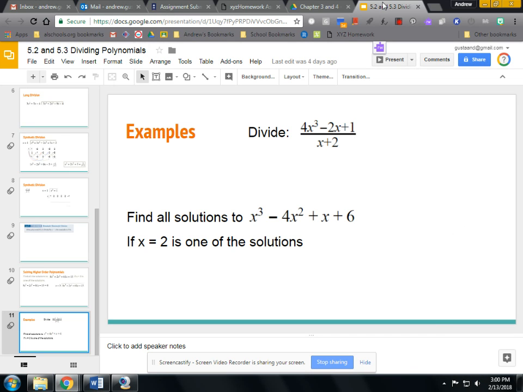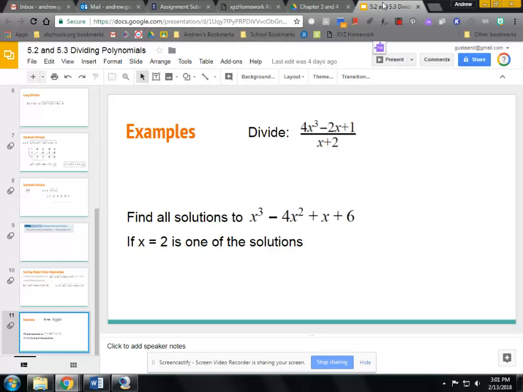I'm going to show how to find the answers to these two problems. I'll do this in two separate videos, one for the division and then one for finding the solutions to the second polynomial there. All right, so dividing.